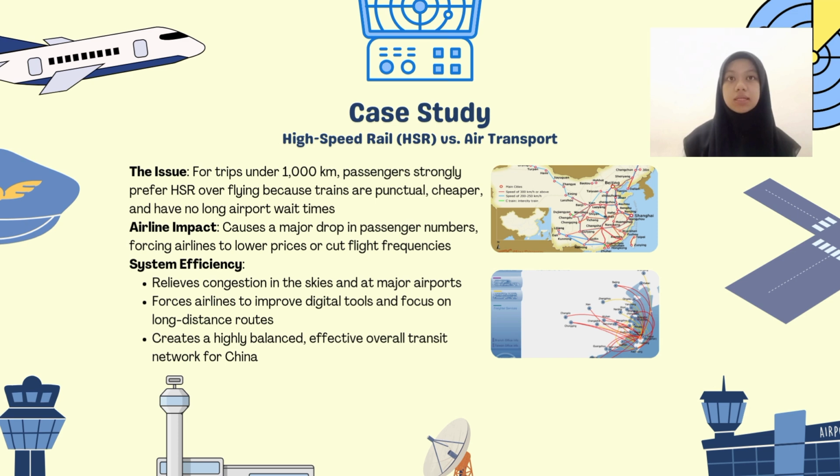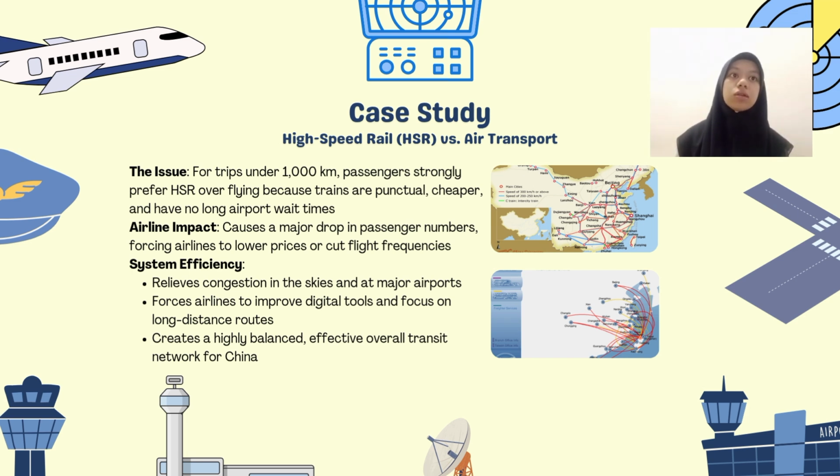To look at the case study on the high-speed rail competition, when a new HSR line opens in China, it completely changes travel habits. For trips under 1,000 kilometers, travelers heavily prefer the train because there are no long airport waits, tickets are cheaper, and stations are central. This forces airlines to cut ticket prices or reduce daily flights on those routes.